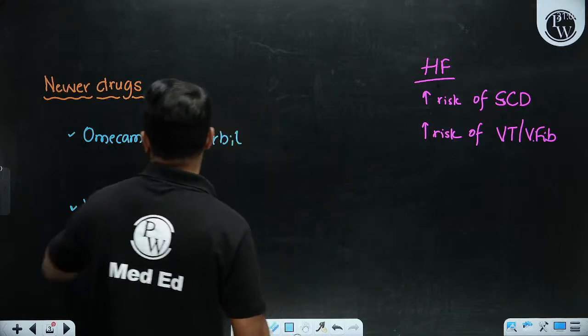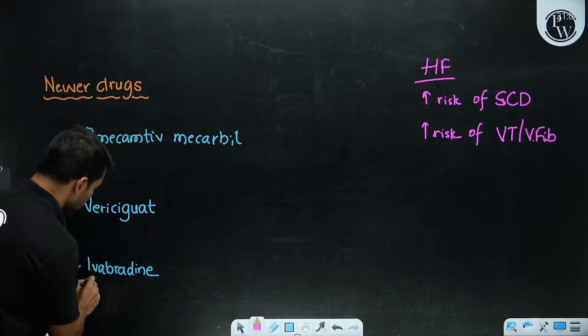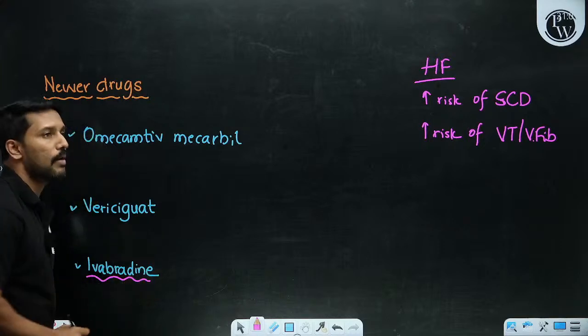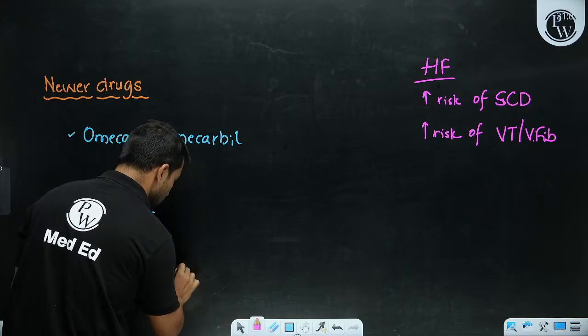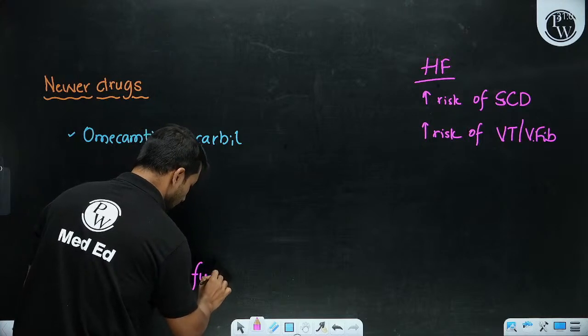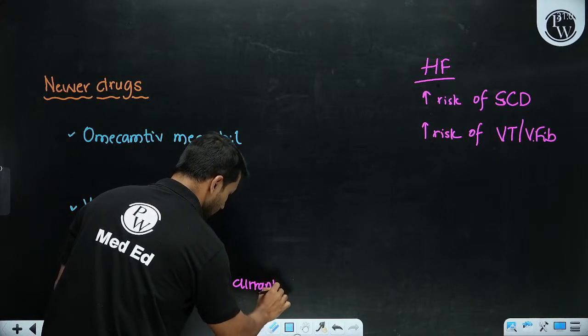Okay. Now coming to the drugs. What newer drugs have we developed? One drug which you may be familiar with is called Ivabradine, which is a blocker of funny currents, right? So it blocks the funny currents. Now how will this drug help in a patient with heart failure?